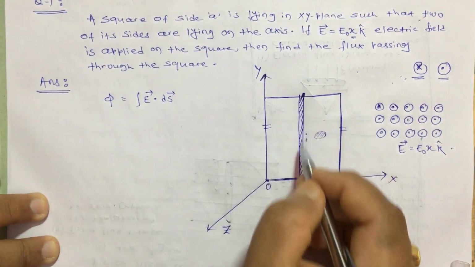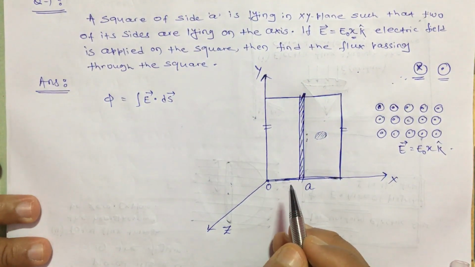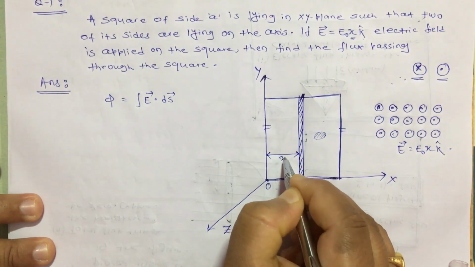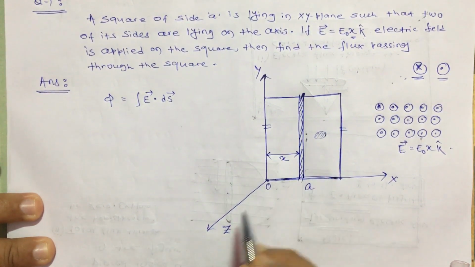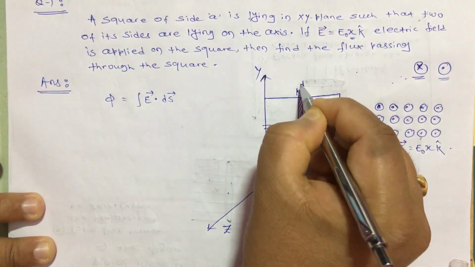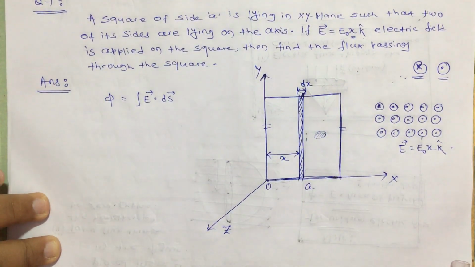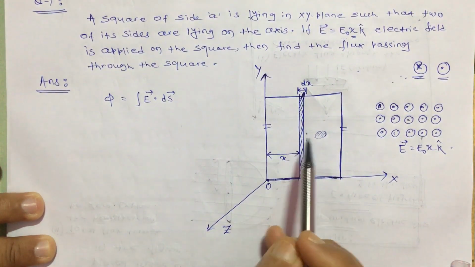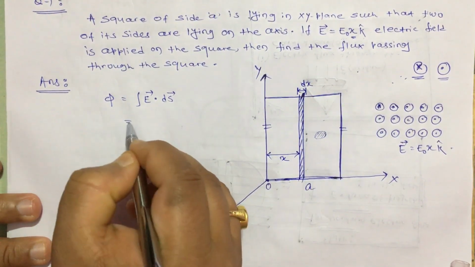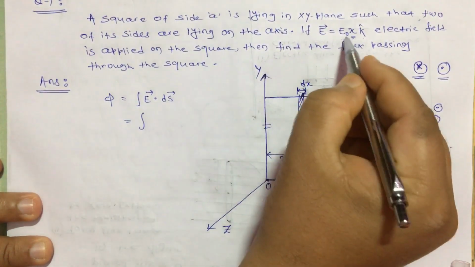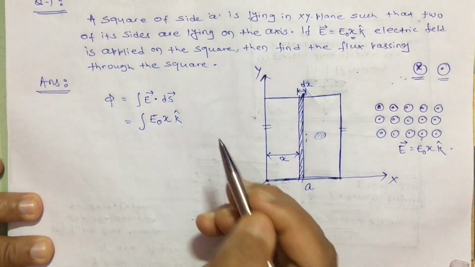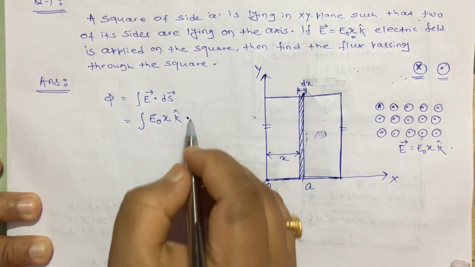Okay, so I have assumed a strip here, a small elementary area, and the strip is laid at a distance of small x from the origin, and it has a very small thickness of dx. Okay, and what will be its area? Again it will be perpendicularly outward direction. So what will be dS here? See, what will be E vector? E vector given is E naught x k cap, okay, dot dS vector.